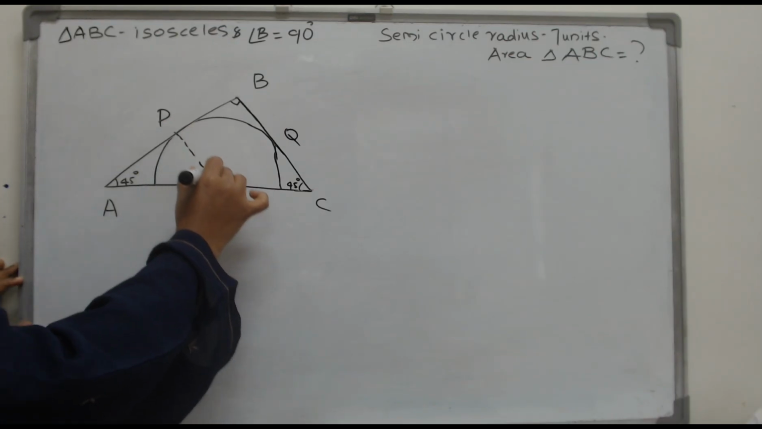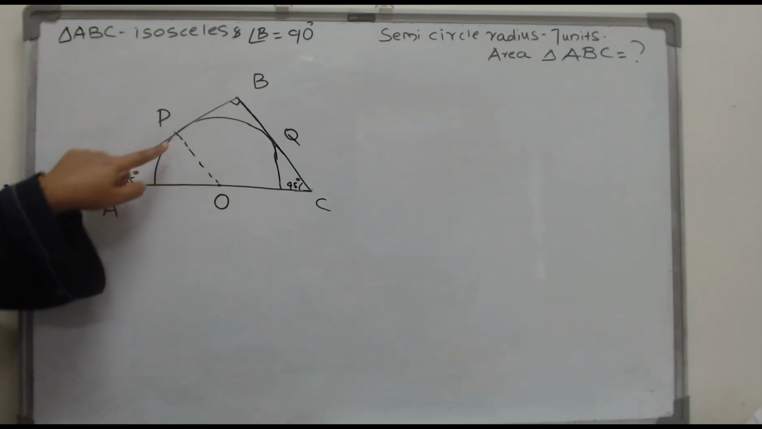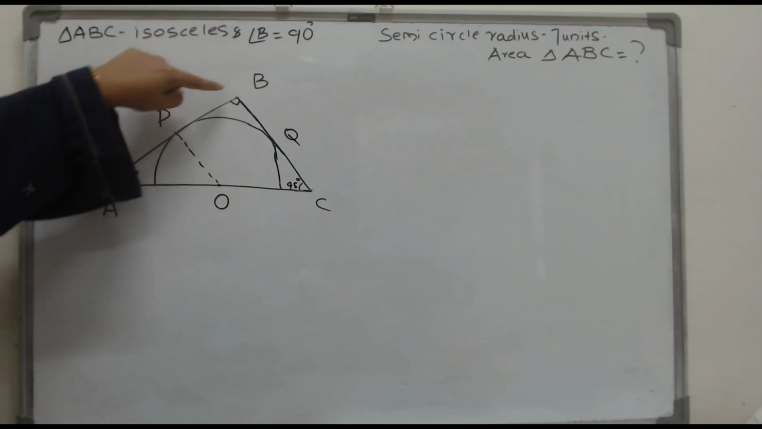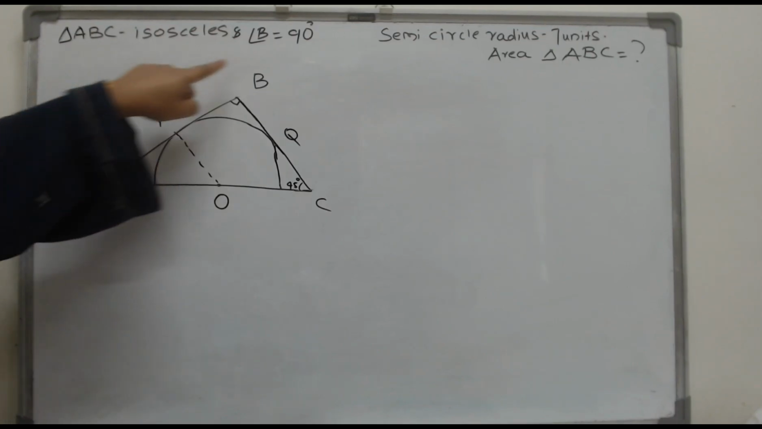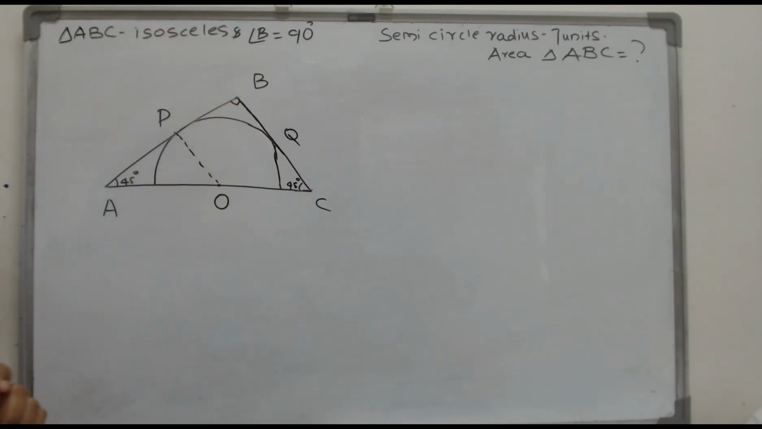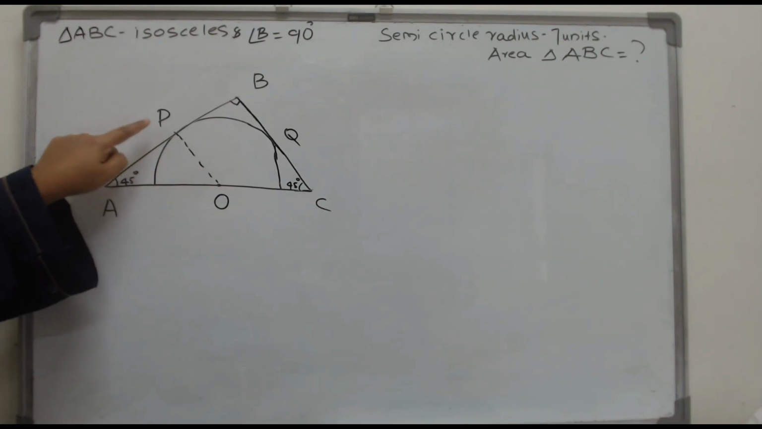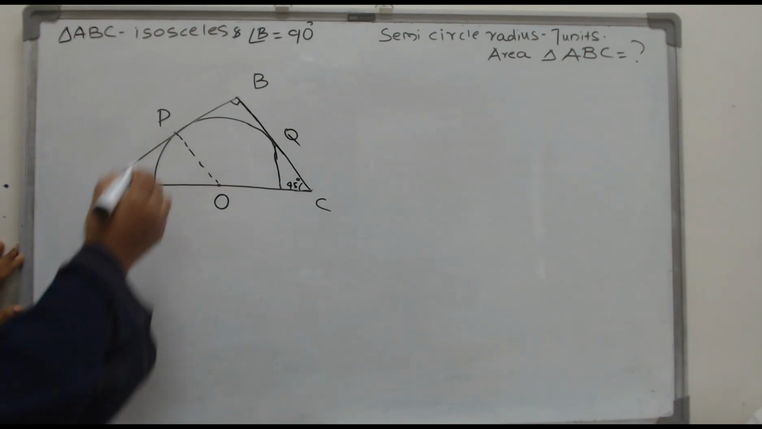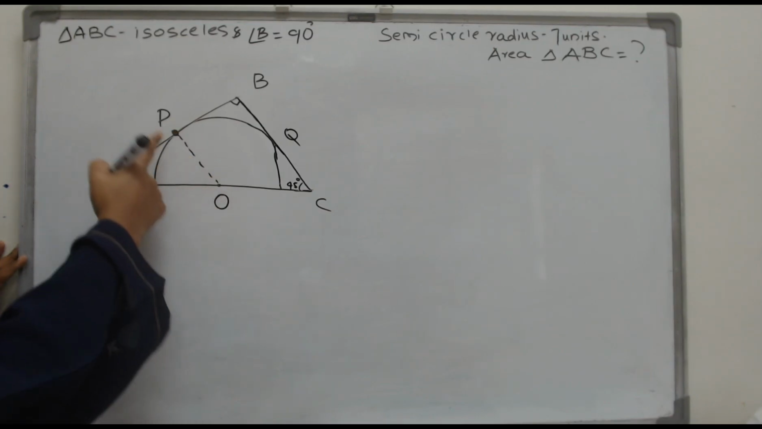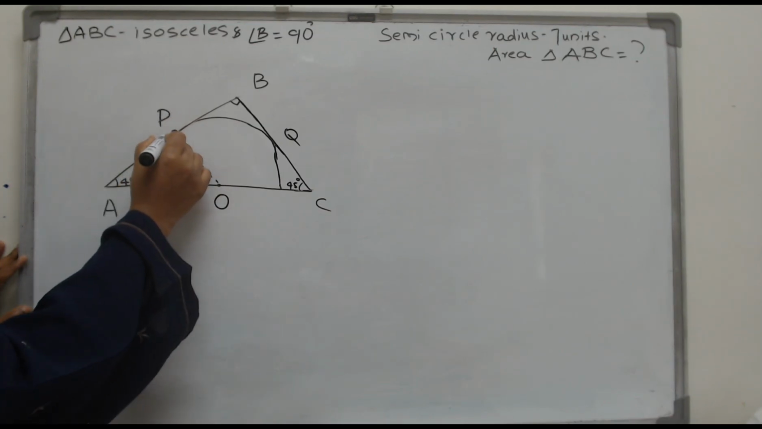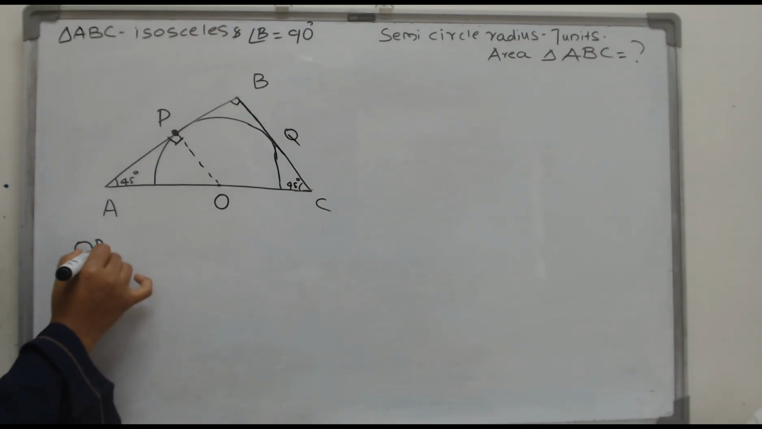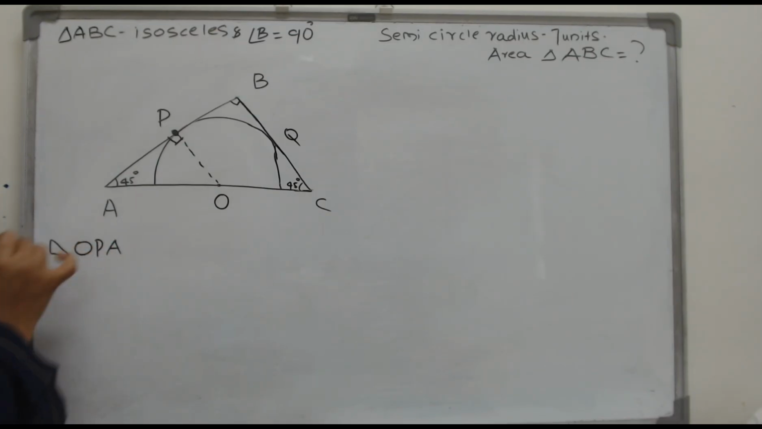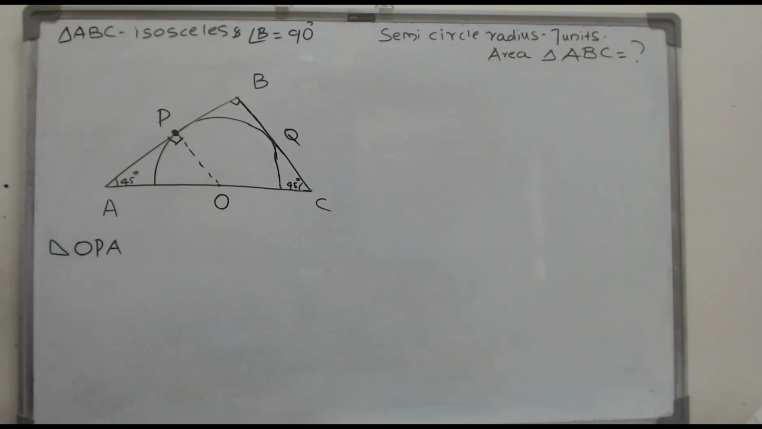Now, if you join OP, what can you say about this angle? You can see that this is a tangent. If you consider BP and BQ, you can see that both of them are tangents. And this is the radius. Then what do we know? At the point of contact, the radius and the tangent are perpendicular to one another, or in other words, this triangle OPA is a right angled triangle.